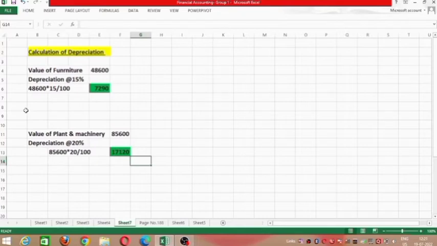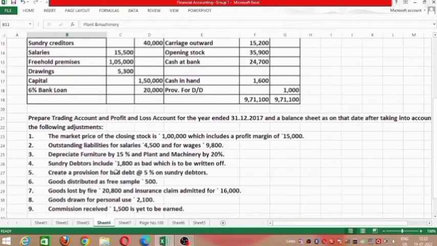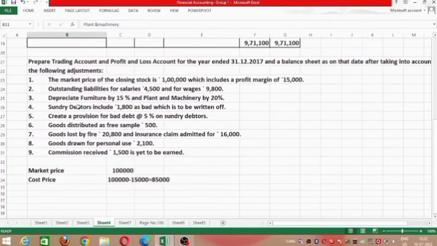The depreciation amount of furniture and plant and machinery should be debited to the P&L account and it should be deducted from the respective assets on the asset side of the balance sheet. Next one, sundry debtors include 1,800 as bad debts, which is to be written off. This calculation I'll come back to later. Next one, create a provision for bad debt at 5% on sundry debtors. It is also related to the fourth one.